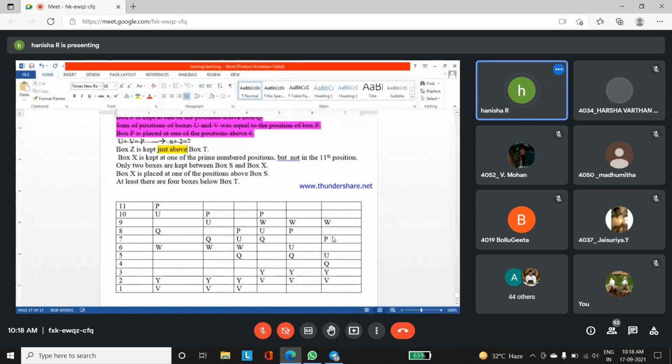So we can have X at one of the prime numbered positions. Apart from that, from 1 to 10, on the prime numbers you can have X. So when you look at it, first we must know the prime numbers. Within 1 to 11, the prime numbers will be 2, 3, 5 and 7. These are the prime numbers. So when you look at this possible case, this whole 2 is filled. So you can look at here, whole 2 is filled.